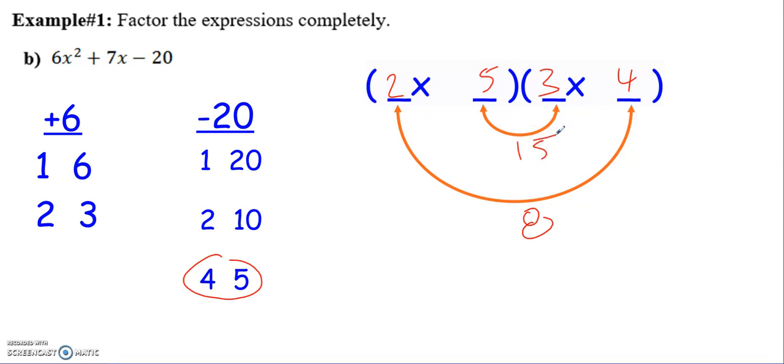And it looks like if I subtract those, then I would get 7. I need a positive 7, so this would be plus 15 minus 8. That makes 7. So that means, how do I get this negative 8? It came from multiplying by there.